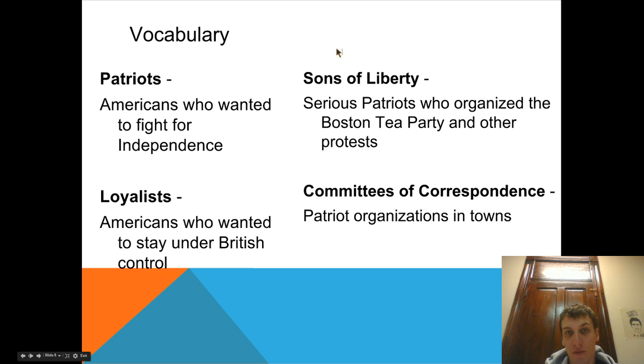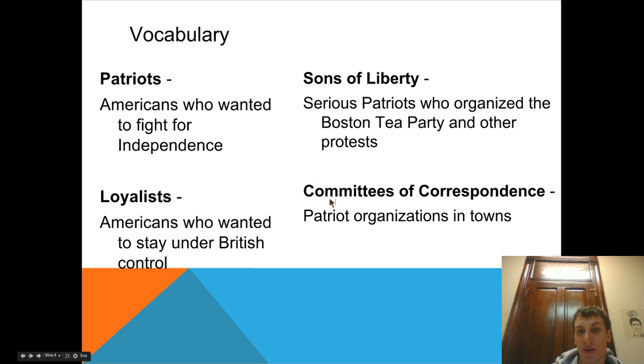Now, these two on the right, these ones are relatively new. The first is Sons of Liberty. And Sons of Liberty were serious patriots. There were some famous people who were the Sons of Liberty, like Sam Adams and John Hancock, who were both the people who organized the Boston Tea Party and other protests. So they were like the really serious patriots.